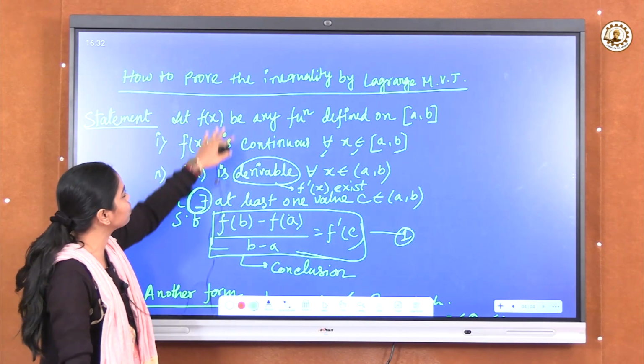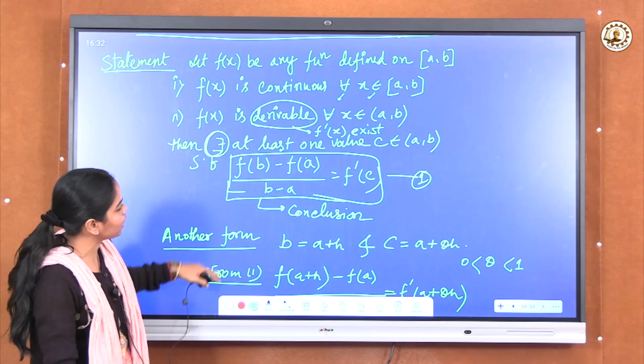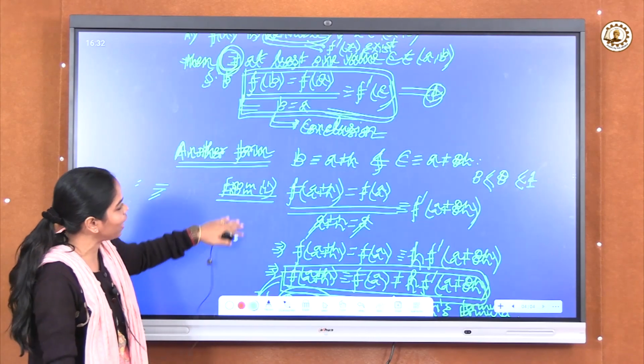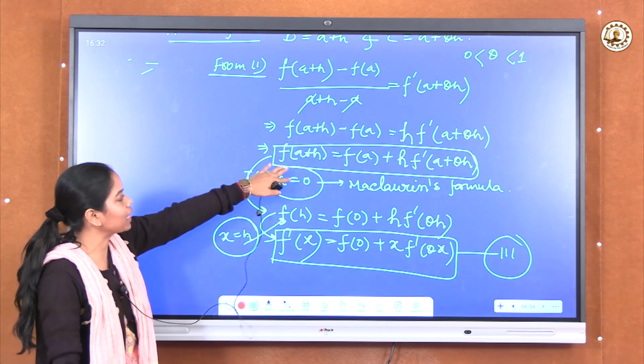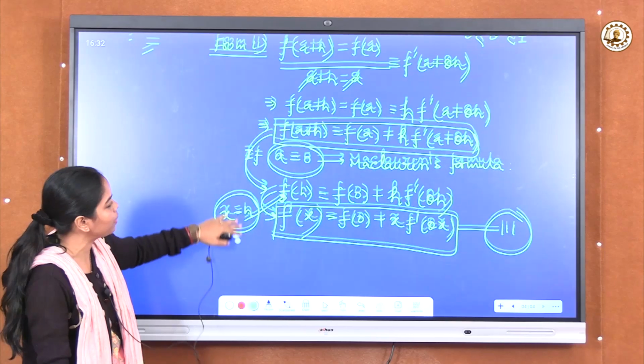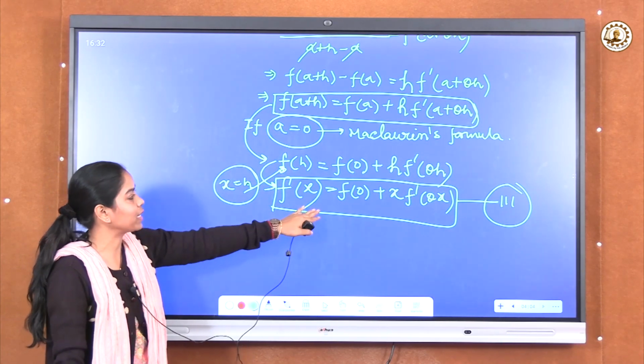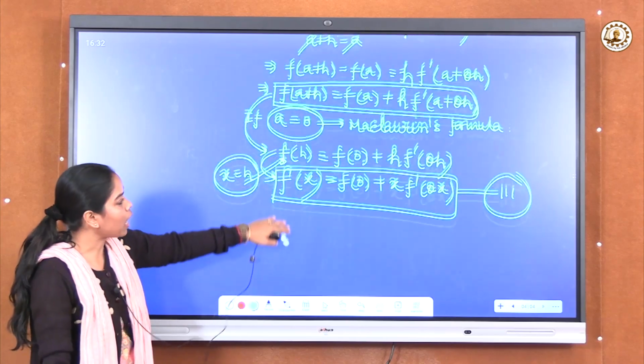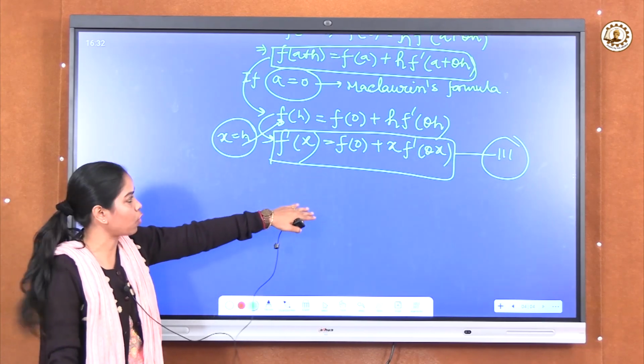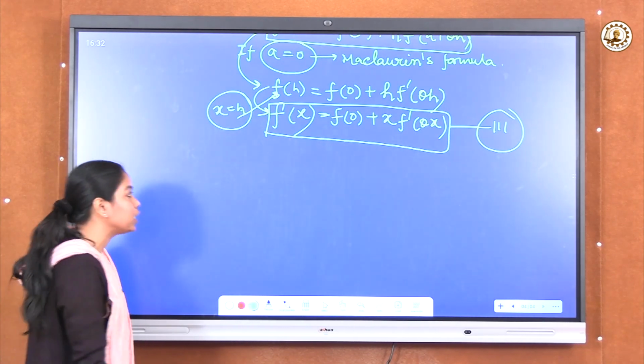From Lagrange mean value theorem we can derive this. This is the conclusion of Lagrange mean value theorem, this is another form of it, and in this another form if we put small a equal to 0 we can get this Maclaurin's formula. Now by using this Maclaurin's formula we can prove the inequality.